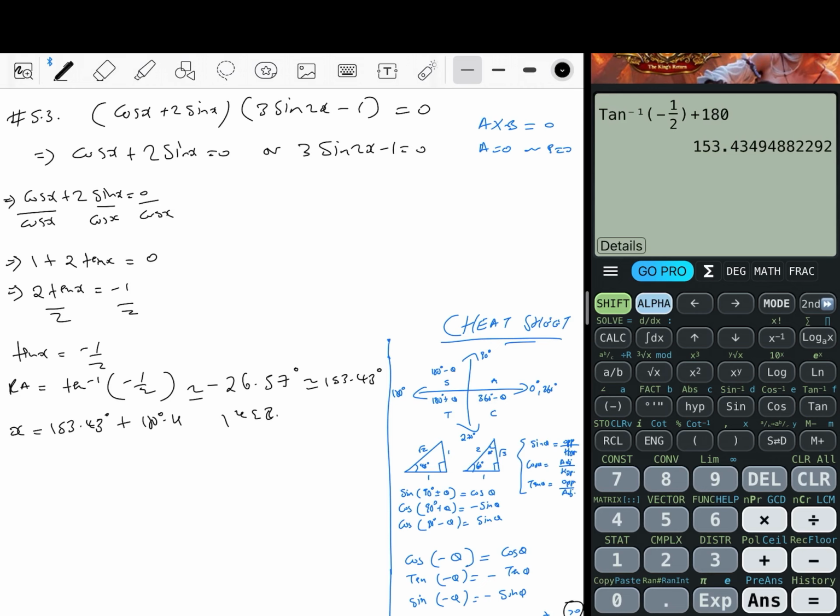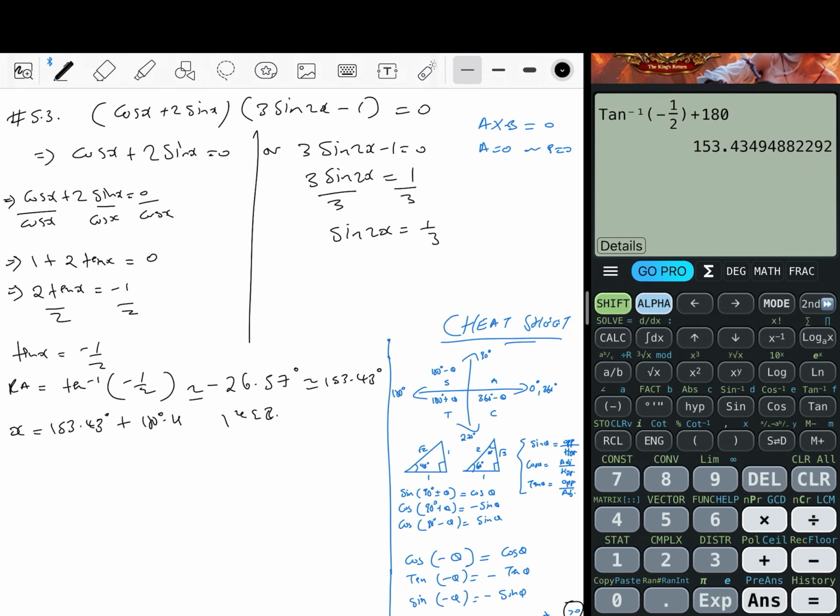Now let's go to this side. 3 sine 2x minus 1 is equal to 0. So what I would do here is take the negative 1, put it on the right-hand side where it becomes positive, and divide by 3 on both sides. You have sine 2x equal to 1 over 3.